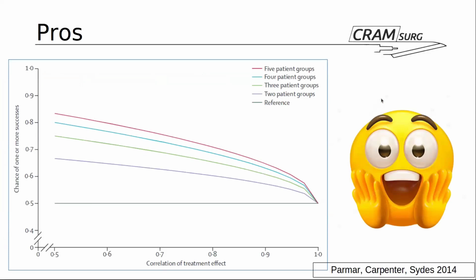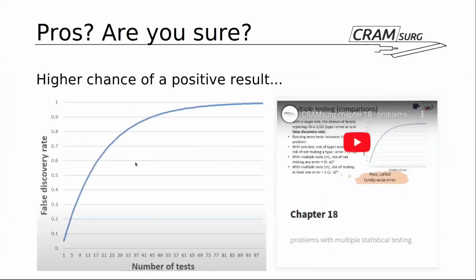Well, the issue is that, as we discussed before in this journal club, the more you test, the more likely you are to find a positive result. That is just by chance. It's called multiple statistical testing. And if you look at the number of tests that you can run on a data set, the chances of hitting a false discovery become significantly high, even for a relatively low number of tests.